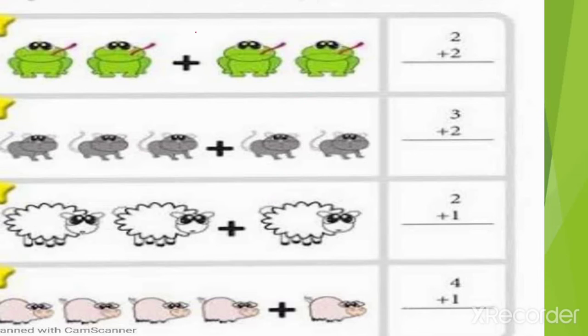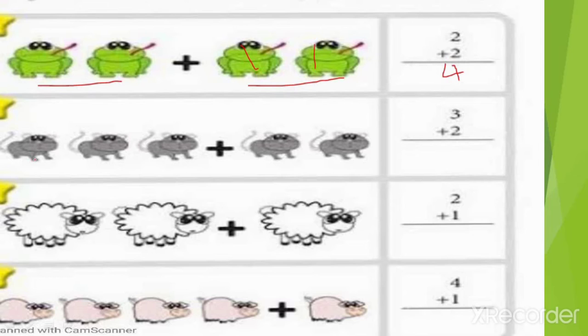Look, what is this? Here we have the objects as well as the sum also. So we have to add 2 plus 2. At first we have 2 objects and we are going to add 2 more to it. So after 2, 3 and 4. What should we write here? Number 4.